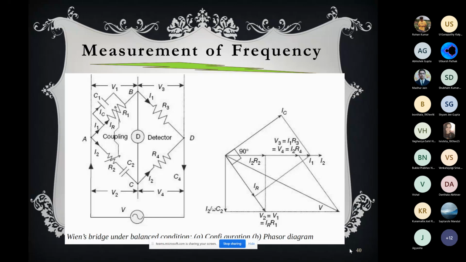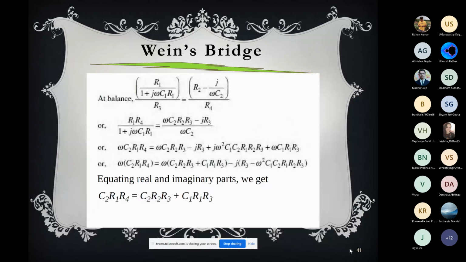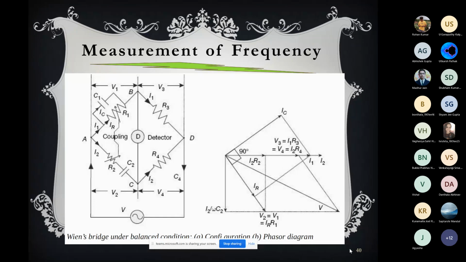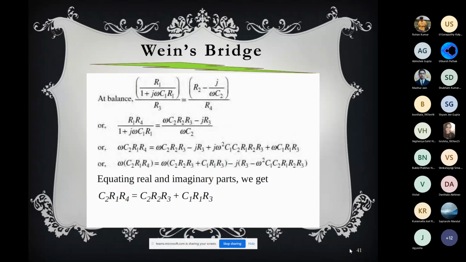Now in the Wien bridge, which is a very popular bridge, what will be the balance condition when no current passes through the detector? R1 and C1 are in parallel, so you get R1 by 1 plus j omega C1 R1, by R3, equals R2 minus j by omega C2, by R4. That you could also write by multiplying by j, and then 1 plus j omega C2 R2 can also come. No problem. Now if you calculate it, these terms will come.